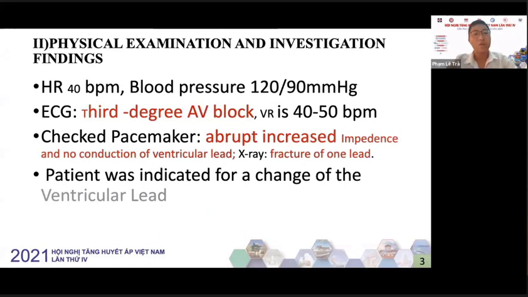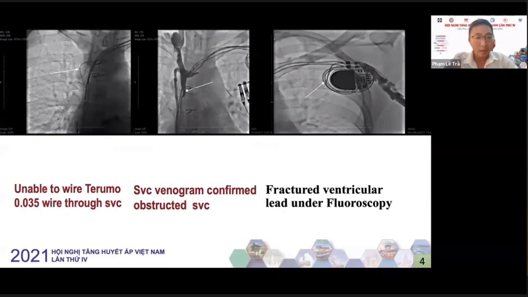The second section, physical examination and investigation findings: heart rate 40, blood pressure 120/90, ECG 3rd degree AV block. Checked pacemaker: abrupt increase in impedance and no conduction of the ventricular lead, indicating fracture of one lead. The patient was indicated for a change of ventricular lead.